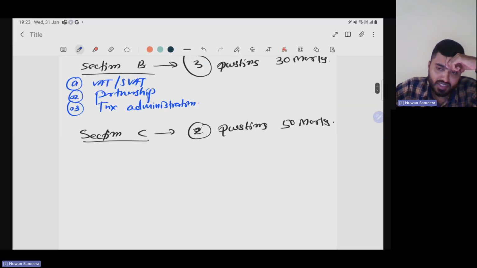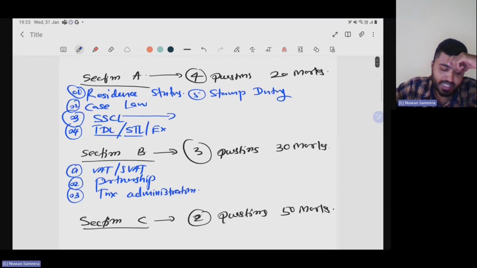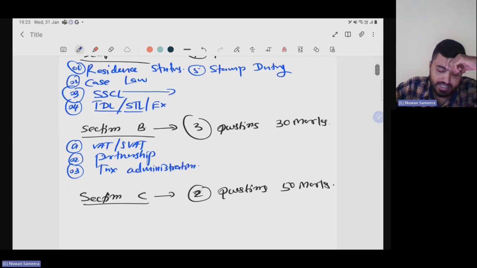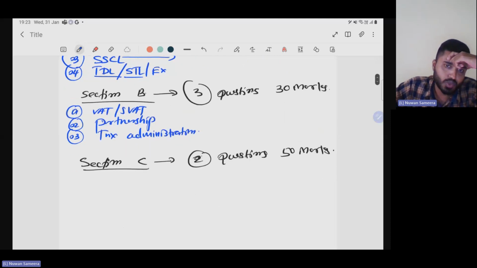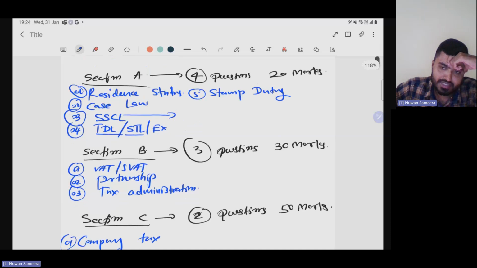So, section C, obviously there are 2 questions, question number 8 and 9. There are 9 questions in your exam altogether. That means section A 4, section B 3, altogether 7, and section C 2. So section C consists of question number 8 and 9. Question number 8 is company tax. The other one is individual taxation, that means tax computation for the individual.